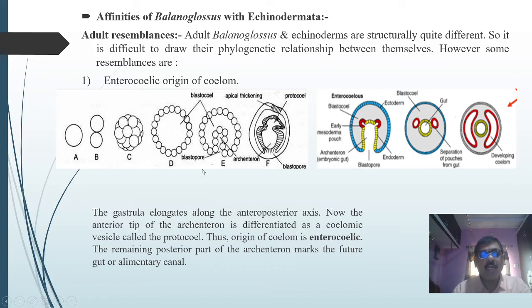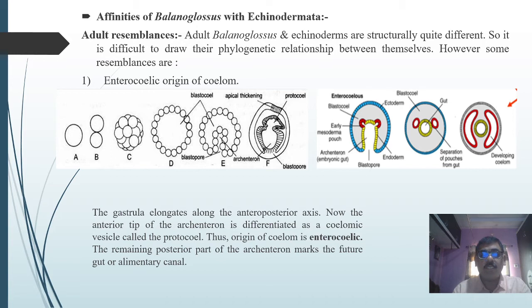The gastrula elongates along the anterior-posterior axis, and the anterior tip of the archenteron is differentiated into the coelomic vesicle, which is called the protocoel. Thus the origin of this coelom is enterocoelic. This is the origin of the coelom in Balanoglossus, the enterocoelic type, the coelom that is found in both organisms, the echinoderms as well as Balanoglossus.